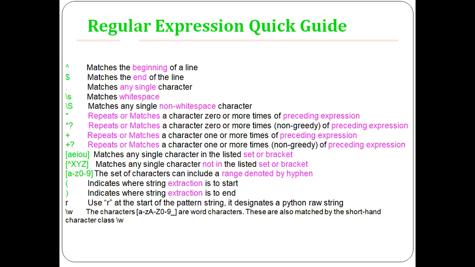And star means that it repeats or matches the character zero or more times of the preceding expression. The preceding expression will get matched zero or more times. So that is what the star is. And star followed by question mark repeats or matches zero or more times, non-greedy, of the preceding expression. The same meaning applies here as well, but here it is non-greedy. And plus repeats, matching a character one or more times of the preceding expression.